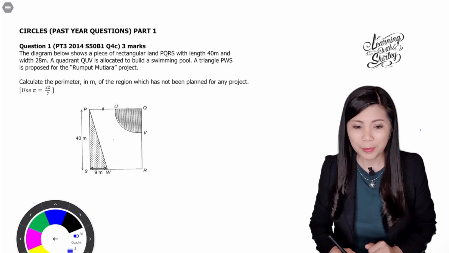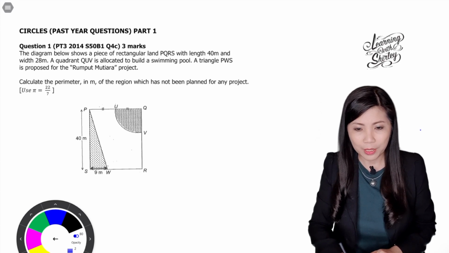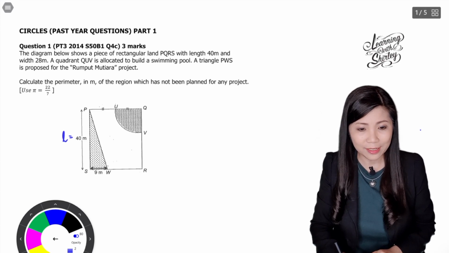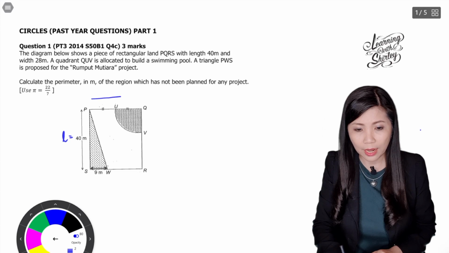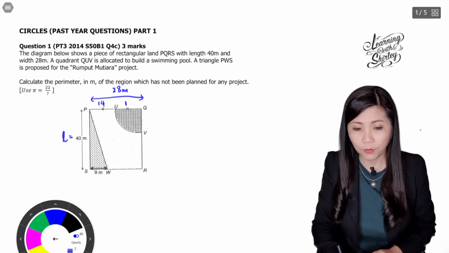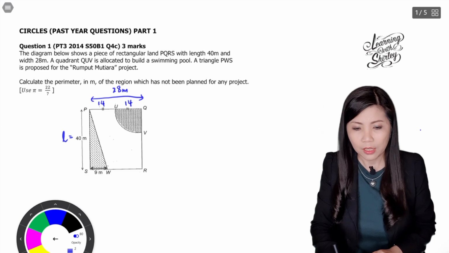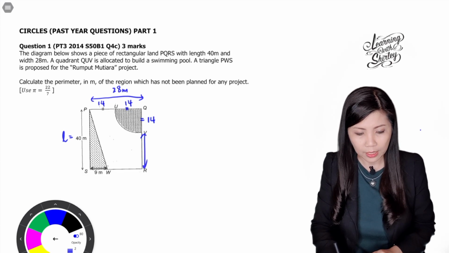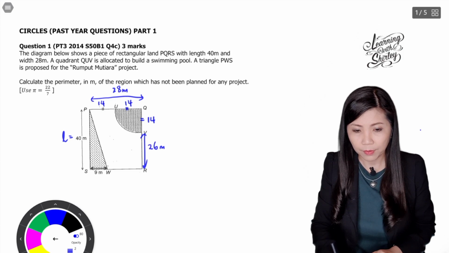The diagram below shows a piece of rectangular land PQRS with length 40 meters and width 28 meters. So here will be the length 40 meters and then the width is 28 meters, which means that if I divide it by 2, here will be 14 and here will be 14. And because it's a quadrant, the radius is the same, so this is also 14. And to find VR, we use 40 minus 14, which is 26 meters.